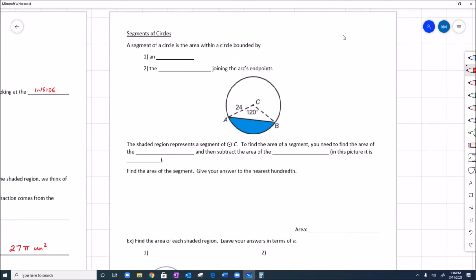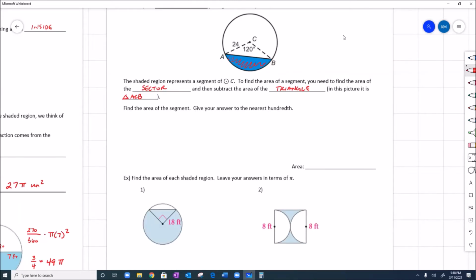Segments of the circle. A segment of the circle is the area within a circle bounded by an arc and the line segment joining the arc's endpoints. You'll notice here that we aren't dealing with a whole sector anymore. We have just this piece, the shaded region of a segment of circle C. To find the area of a segment, you need to find the area of the sector and then subtract the area of the triangle. Picture it is triangle ABC or ACB.